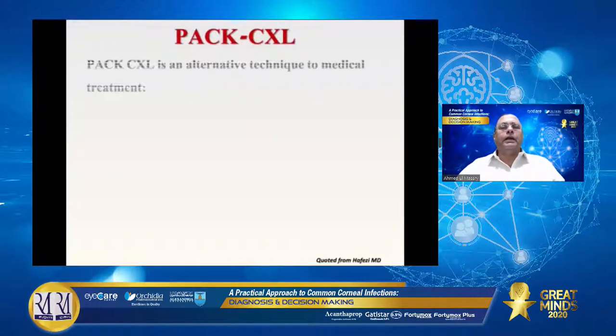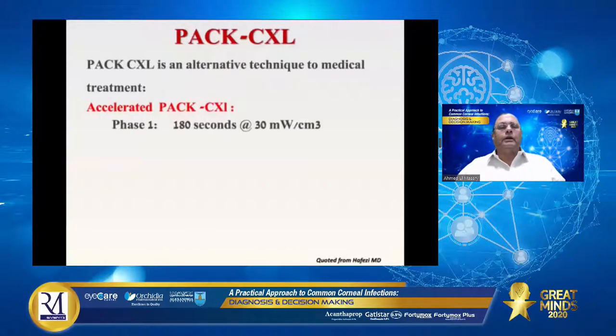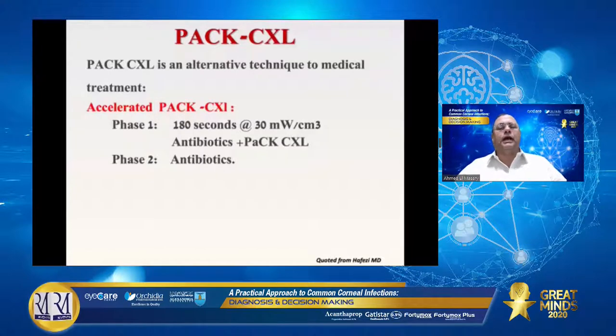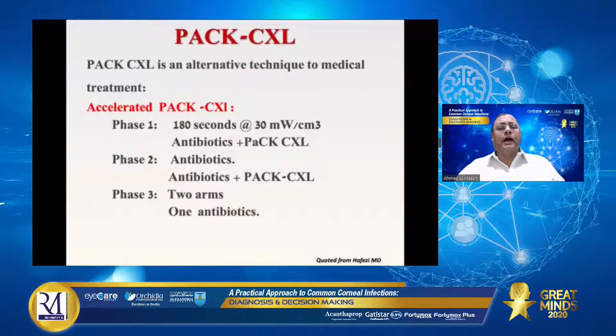So the PEG cross-linking is an alternative technique to medical treatment. And this accelerated PEG cross-linking started phase 1, 180 seconds at 30 milliwatt, and with antibiotics. This is what we are doing now. And phase 2, just 2 arms, one antibiotics, and the other arm is antibiotics and PEG cross-linking. And phase 3 was 2 arms again, one antibiotic and the other only PEG cross-linking, which up till now, I didn't dare to do just PEG cross-linking. I'm giving antibiotics for these patients also.